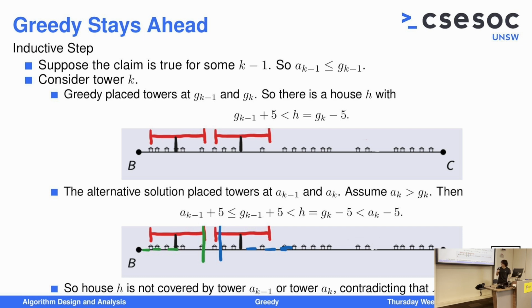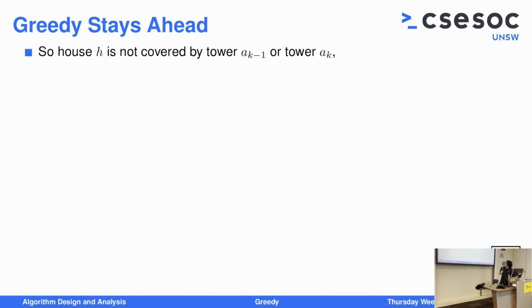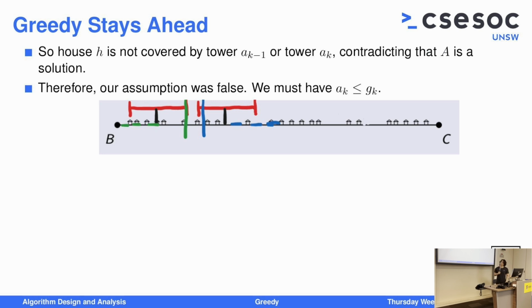And since we have a contradiction, because A is a solution, it has to cover every house, and this uncovered house contradicts this fact that A is a solution. And if you remember, house H is not covered by tower AK minus 1 or tower AK, therefore our assumption was false, right? Our assumption that AK was further east than GK was false, because we arrived at a contradiction, so that means our assumption must be false. AK must now be less than or equal to GK. And this is exactly what we wanted to prove, right?